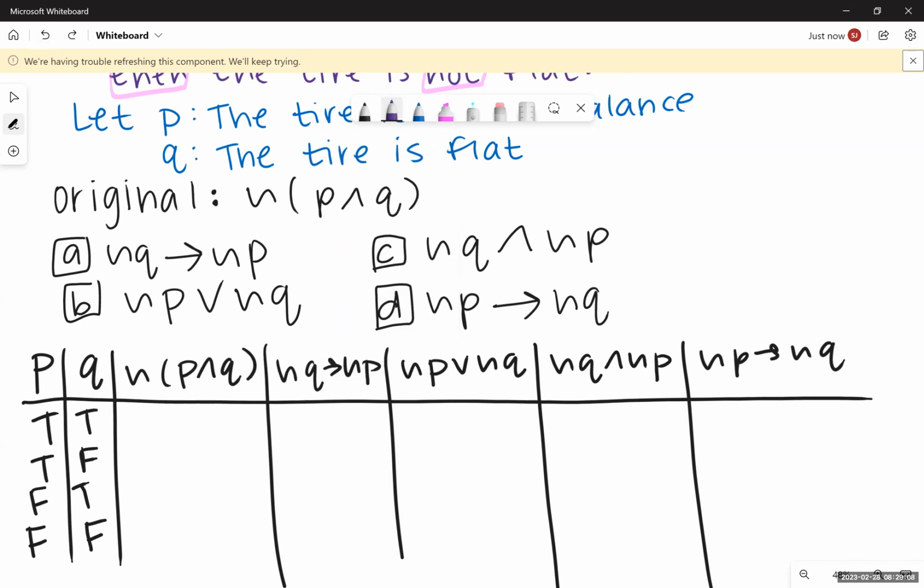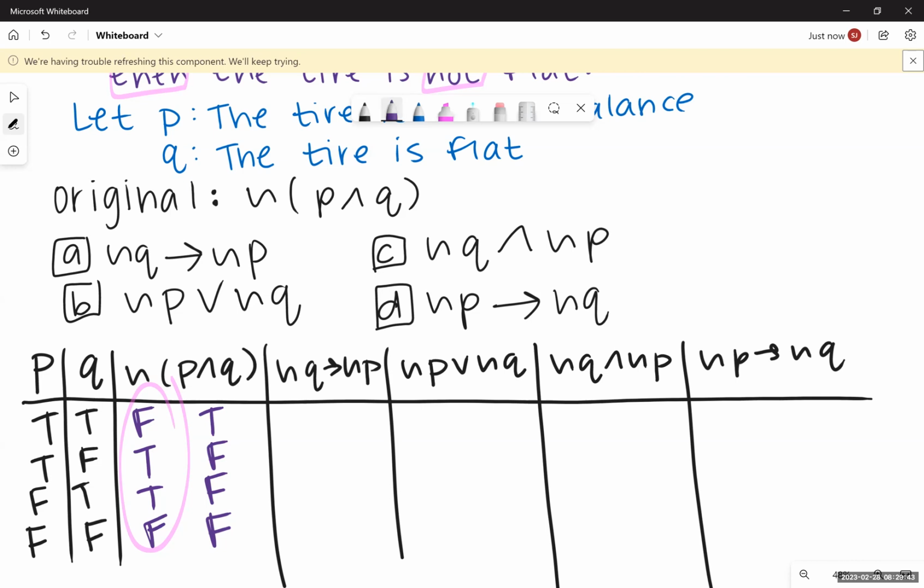Okay, so for the and, is T and T true? Yes. T and F? No. F and T? No. F and F? No. The negation flips it, right? Then I'm gonna go ahead and circle that because that is the answer column for our original statement. And then we're gonna do the same thing we've been doing. Let's negate Q, negate P, answer column in the middle for the second one, for B right here.